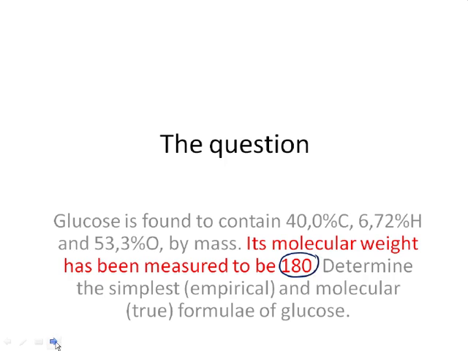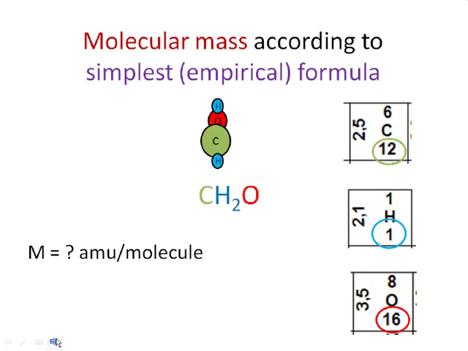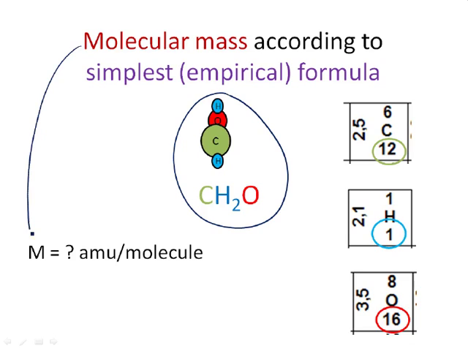What does this mean? Well, let's for argument's sake take it as if a molecule of glucose really did consist of 1 carbon atom, 2 hydrogen atoms and 1 oxygen atom. What then would the mass of that whole molecule be in AMU per molecule? How do we find this out?